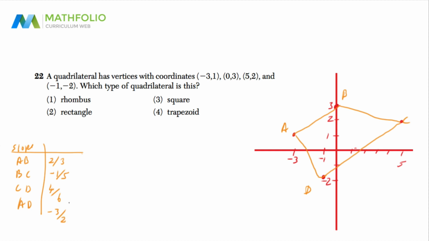So the -1/5 and the -3 over 2, the BC and the AD, have no type of relationship for slope. However, AB and CD are equivalent, because 4/6 is the same as 2/3, and if you look carefully, those two have the same slope, meaning that they are in fact parallel. So therefore we know that it has one pair of parallel sides, so it's number 4, a trapezoid. That's our answer.